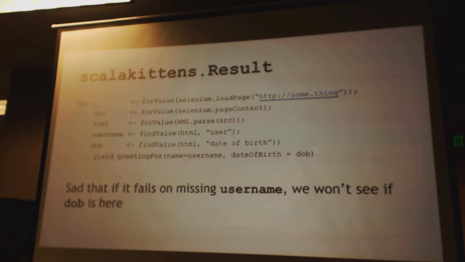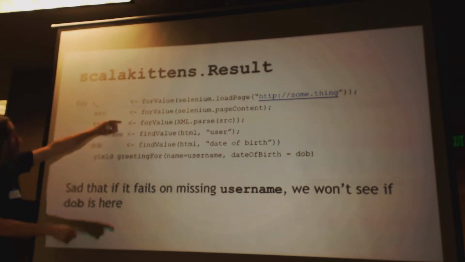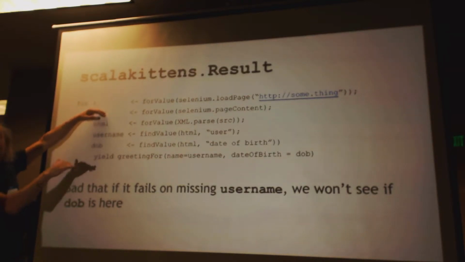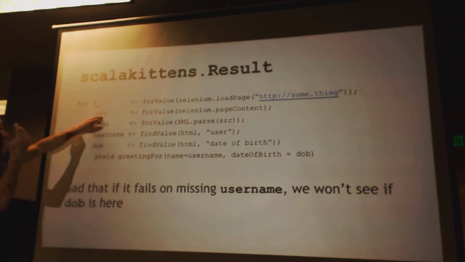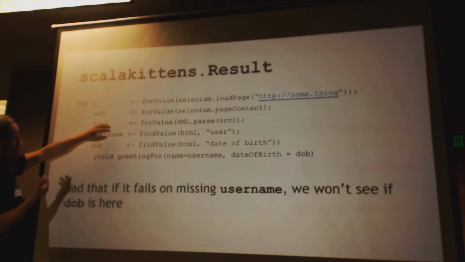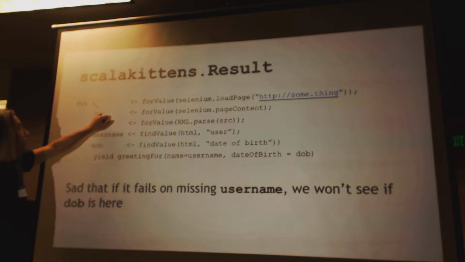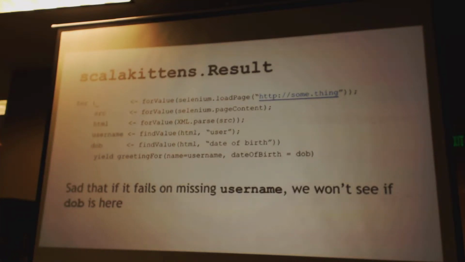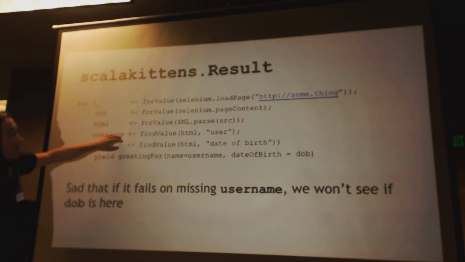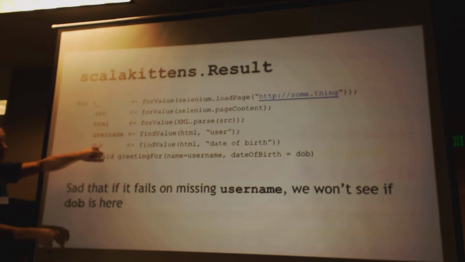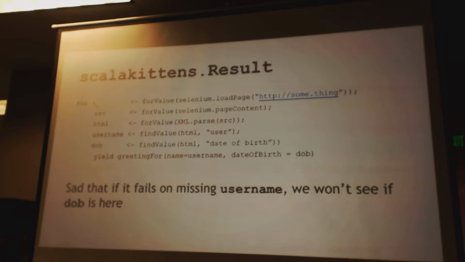Suppose once we have this HTML, once we have this structure, we want to extract more than one entity out of it, more than one value. So we extract this and extract this. So far, every next row depended on the previous one. That makes sense: to grab the page content if we don't have the page loaded, it didn't make sense to parse the page content if we didn't have it. But once we have it, we may need half a dozen different values out of that HTML, and we don't want to fail on the first missing value. Here, if username is not there, we will not have an error message about missing date of birth, right? So that's no good, and there is a solution for that.